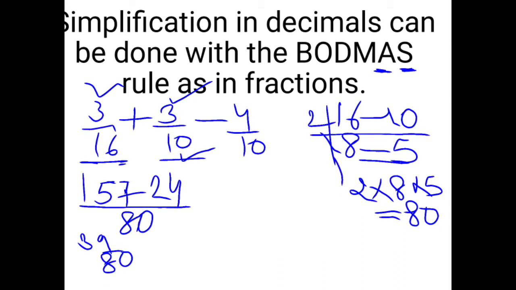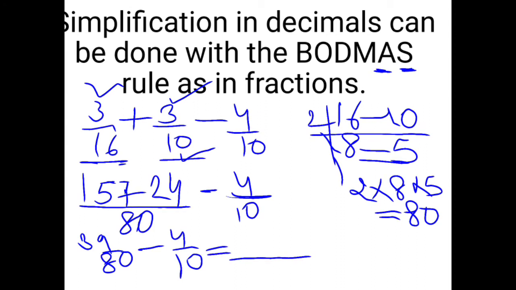Okay, now we are solving this term with the minus 4 upon 10. Again we have to take the LCM. As we know, when one of the two numbers is a multiple of the other, then we can directly take the bigger number as LCM. So 80 we can take as LCM, or you can try to find it out also.